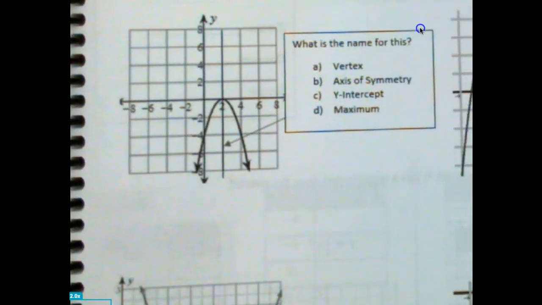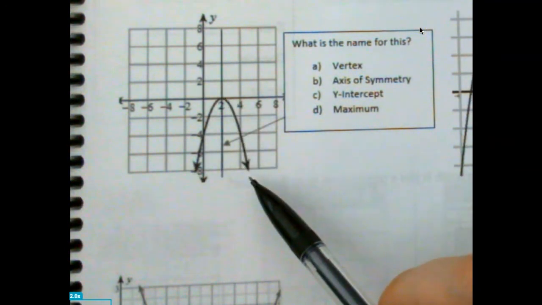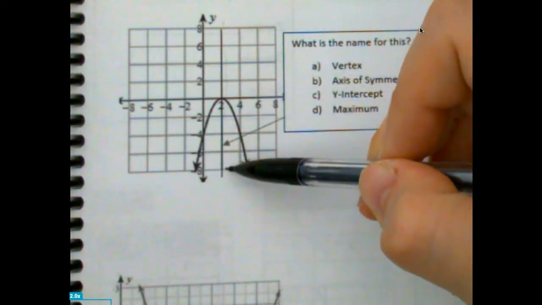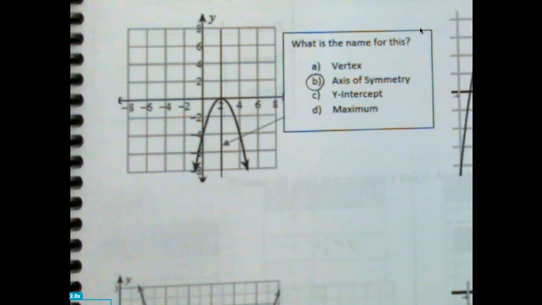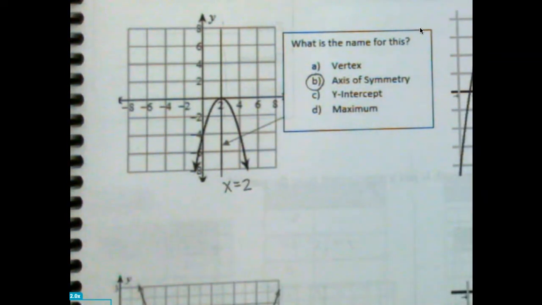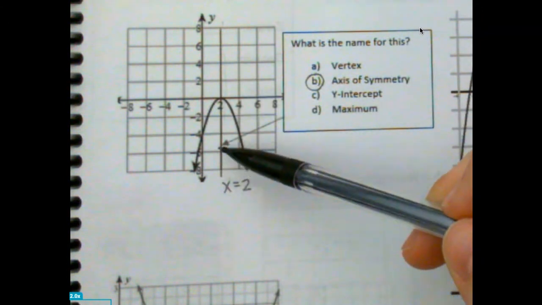The third one, what's the name for this? So this is my parabola right here going down. This straight line cutting right through the middle, that's my axis of symmetry. Okay, that's my axis of symmetry. And we can even write the equation for that axis of symmetry. It's at x equals 2. And we'll have practice doing that too, because remember, a vertical line has an equation of x equals a number.